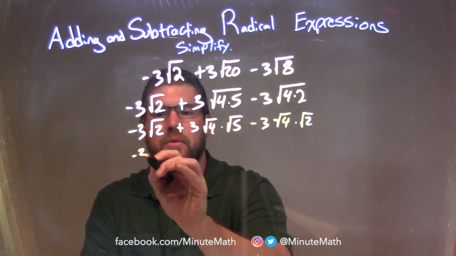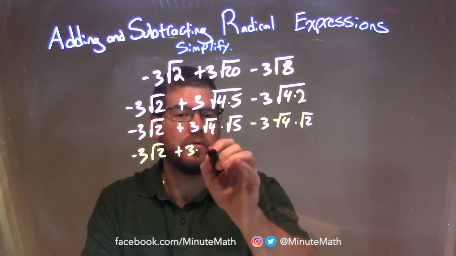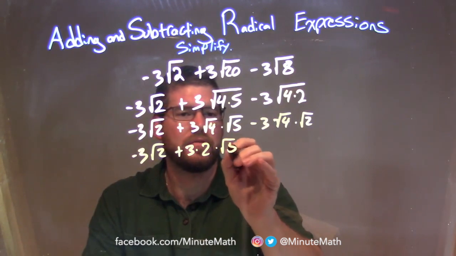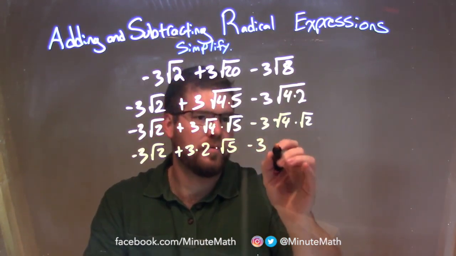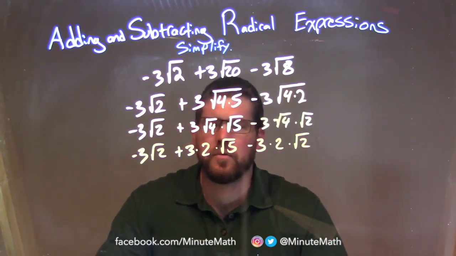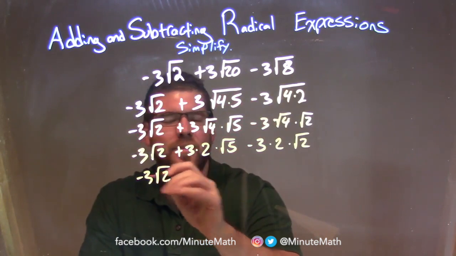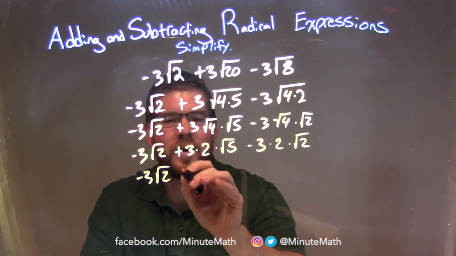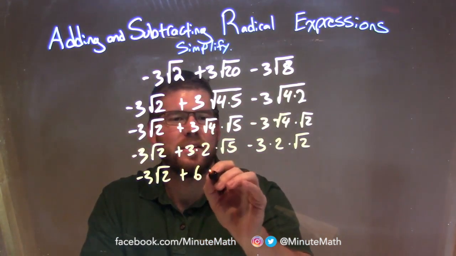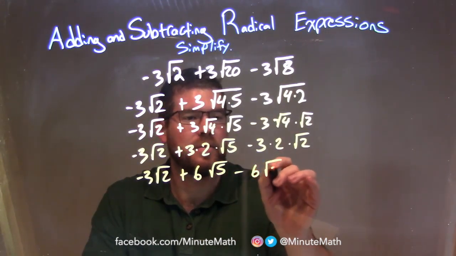So we have negative 3 square root of 2 plus 3 times square root of 4, which is 2, times the square root of 5, minus 3 times here square root of 4, which is 2, times the square root of 2. So now let's simplify this a little bit. The 3 times the 2 is a 6, so let's rewrite this again. Negative 3 square root of 2 is always by itself there. 3 times 2 is 6, times the square root of 5, and minus 3 times 2, which is 6, times the square root of 2.